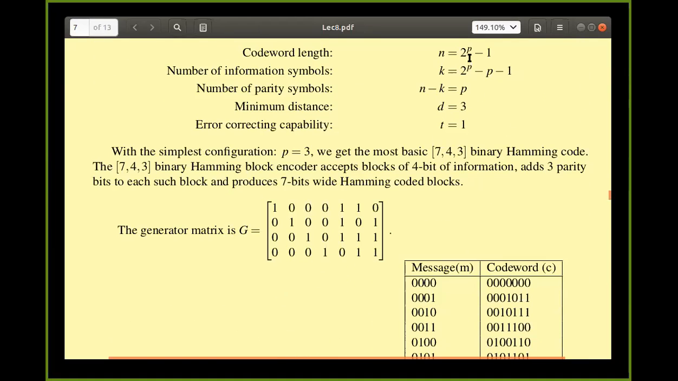The code length is this much, the number of information symbols k is this much, and n minus k is p, and d equals 3. The error capability, since d equals 3, is 2t plus 1 with t equal to 1 here. It can correct one error, but it can detect up to 2. So when p is equal to 3, it is the (7,4,3) binary Hamming code.